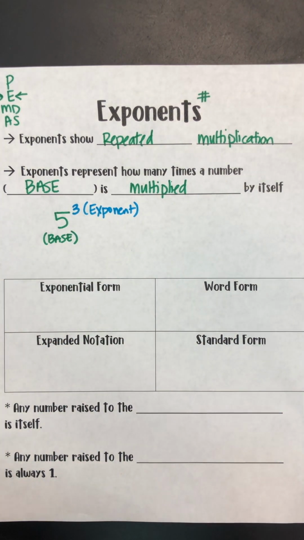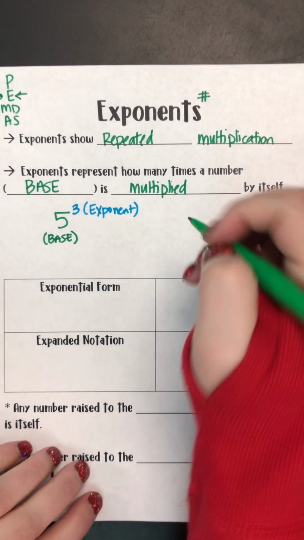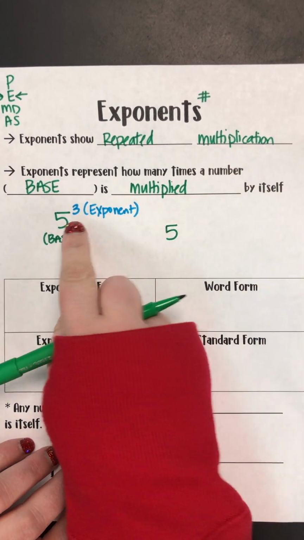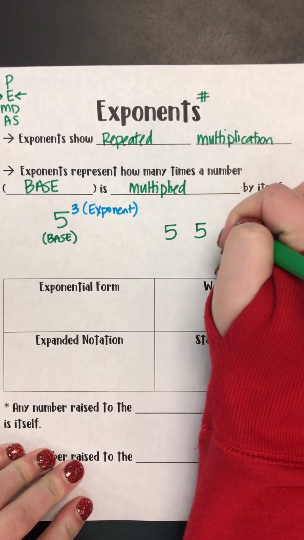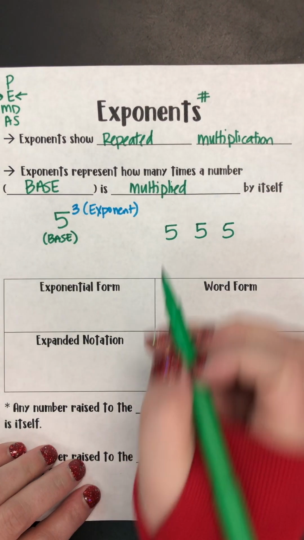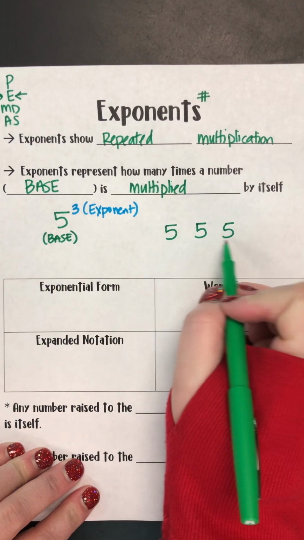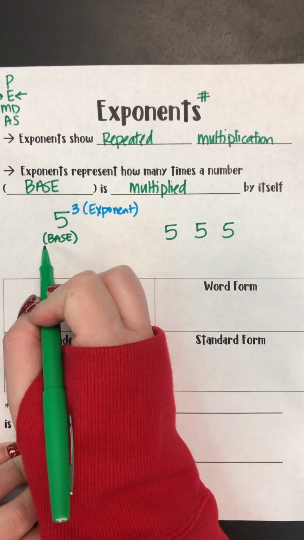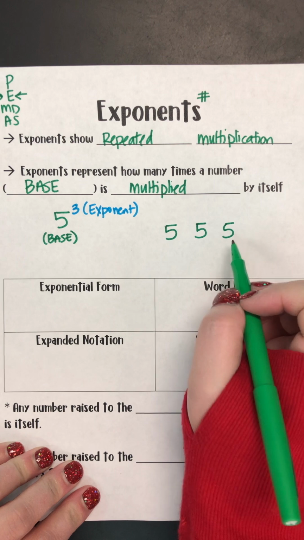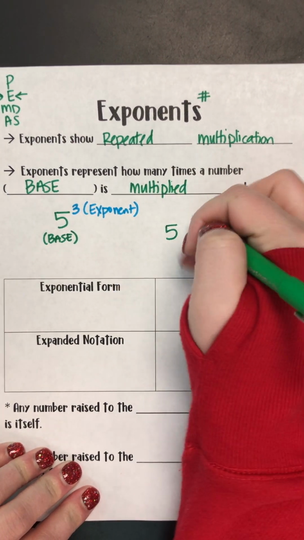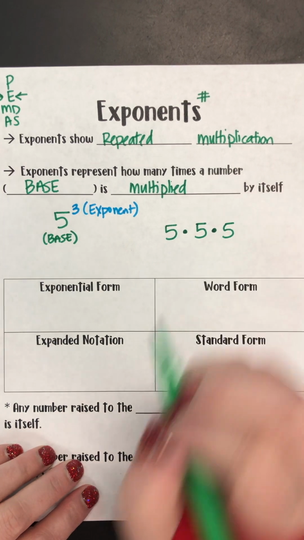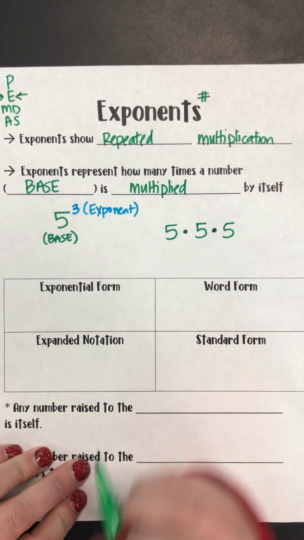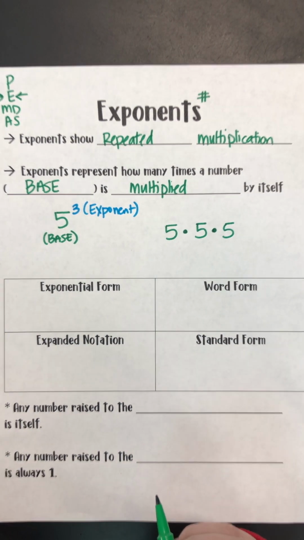Okay, so we're going to show what that looks like. We have our base number, 5, and it says we're going to write it 3 times. So 5, 5, and 5. My exponent tells me how many times to write my base. So 5, 5, 5, and then again it is being multiplied, so I'm going to put my dot. You could also use the X, because remember we learned the dot means to multiply.